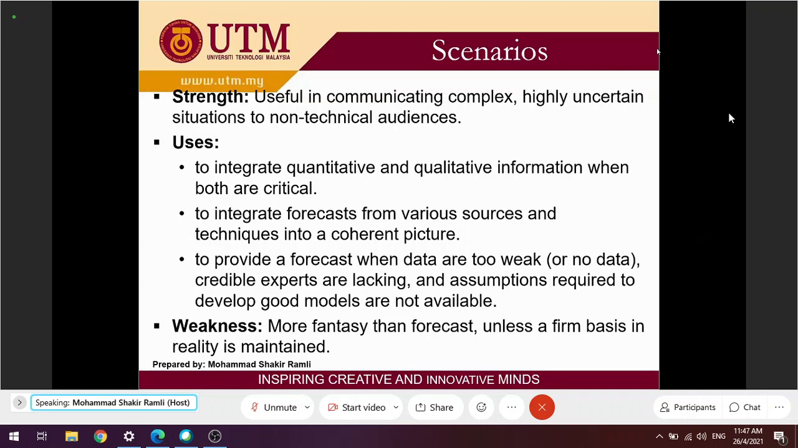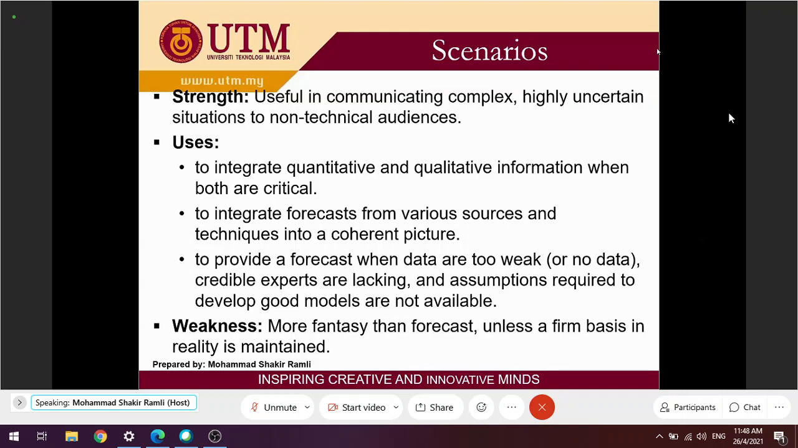Credible experts are lacking. When we want to acquire expert opinion, it seems like we don't have a credible expert, or we are not gaining the information regarding our product technology. So in that case, a scenario is useful for future forecasting. And also in the situation that the assumptions required to develop good models are not available.